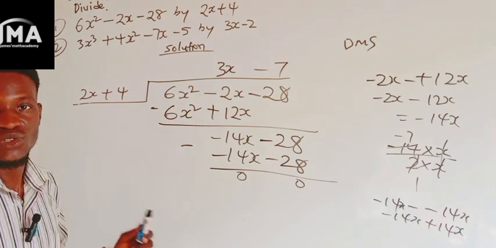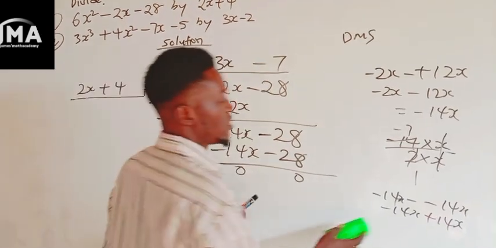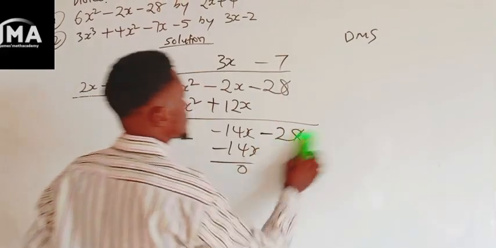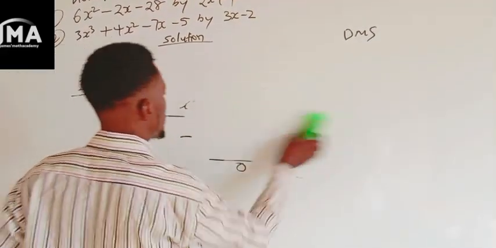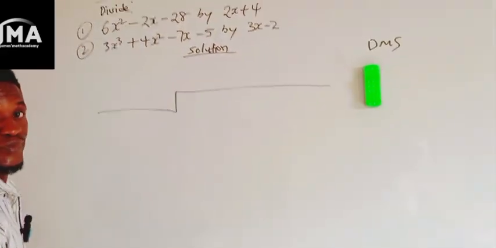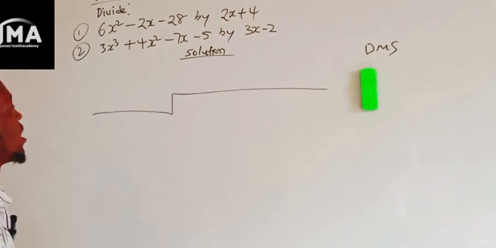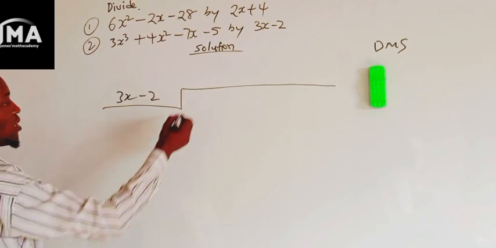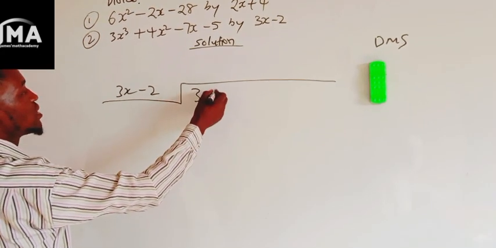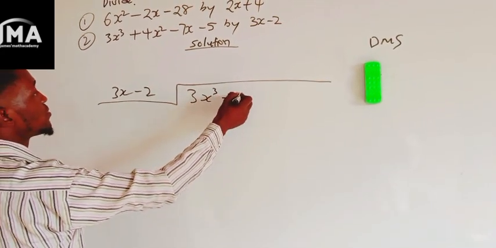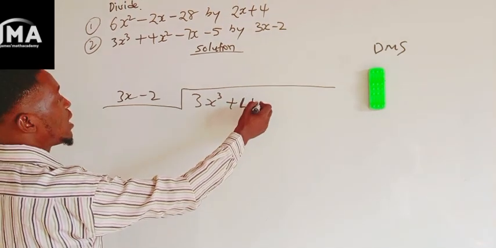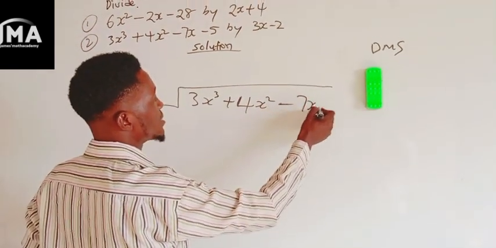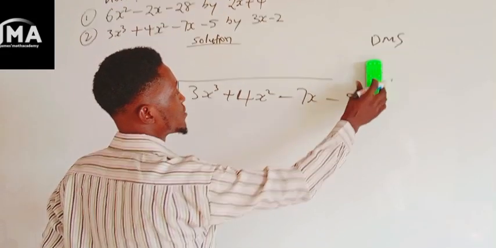Okay, so let's dive into question number 2. Let me clean all these things. We have 3x minus 2 dividing 3x cubed plus 4x squared minus 7x minus 5.